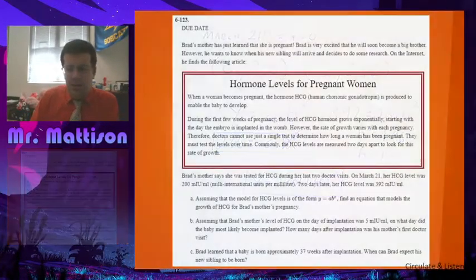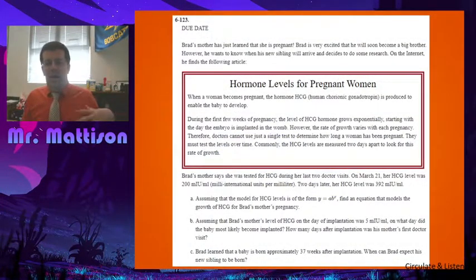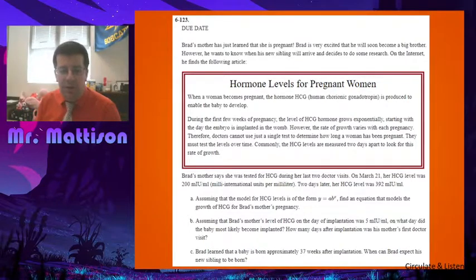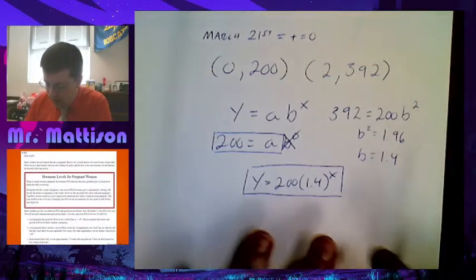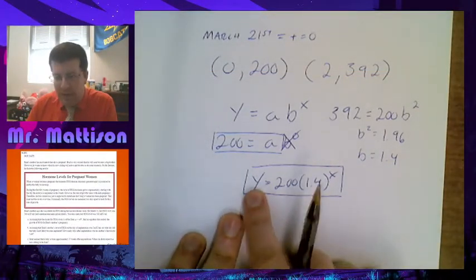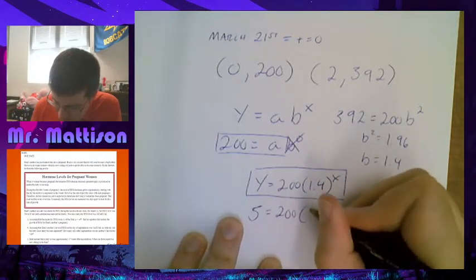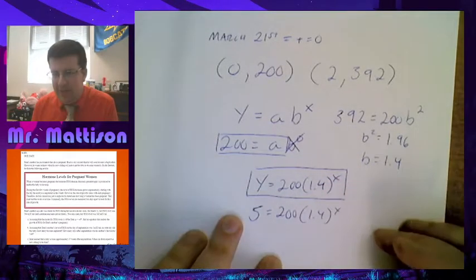So if we hop back over to this, it says that for most women, and this woman's base level as well, is 5 units. So once we find when this graph was at 5 units, that is going to be the day that the embryo was implanted into the womb. So that's what we're looking for. If I go back to my equation here, I'm looking for when y is 5. So I'll plug that in: 5 equals 200 times 1.4 raised to the x power.